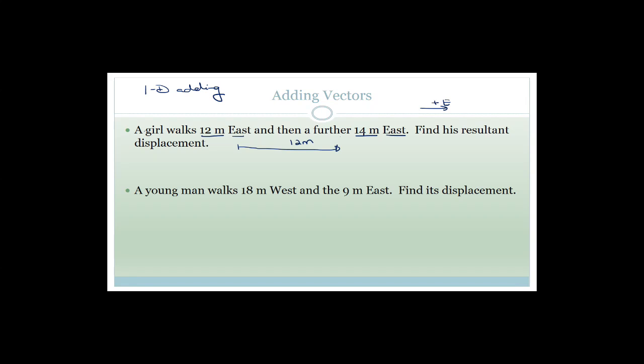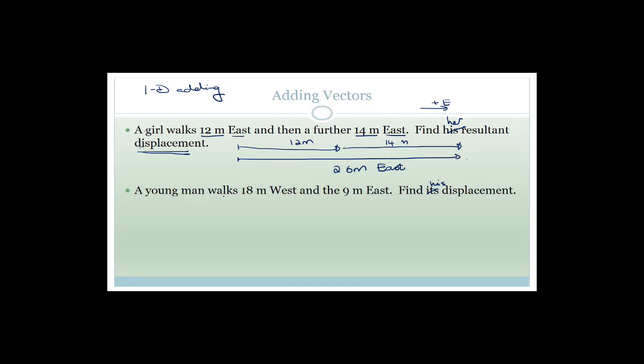Then she walks a further 14 meters. Now remember, 14 is bigger than 12, so this vector should be slightly longer. So that's 14 meters. So what is her resultant? It's going to be all the way from here to here. So, do you agree that the total resultant is going to be 26 meters east? East. Okay, 26 meters east. Remember, since we're talking about vectors and displacement, you have to give a direction.